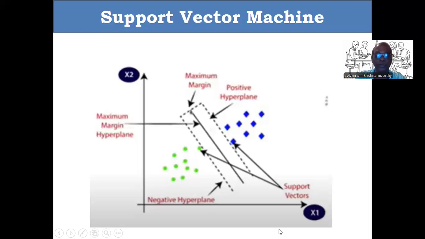If we get a new input x1 and x2, and its point lies on the right side of this hyperplane, we can simply say this data point belongs to category 2. If the same point lies on the left side of the hyperplane, we can say this data point belongs to category 1. Very simple. This is called support vector machine.